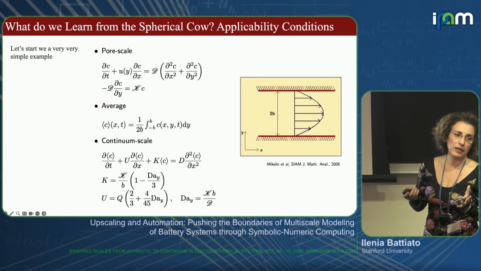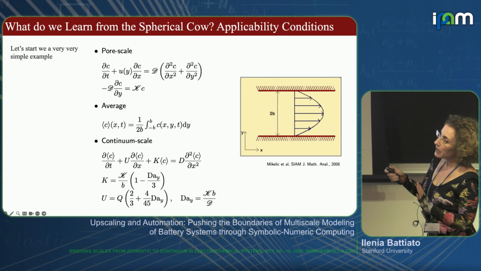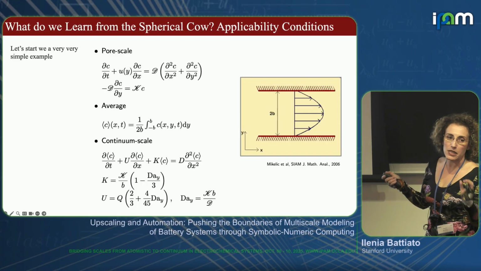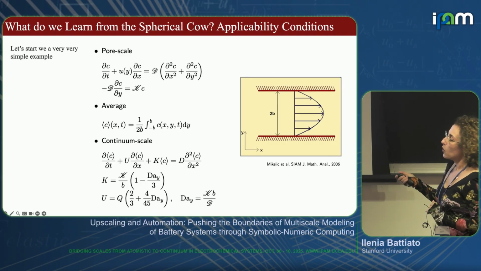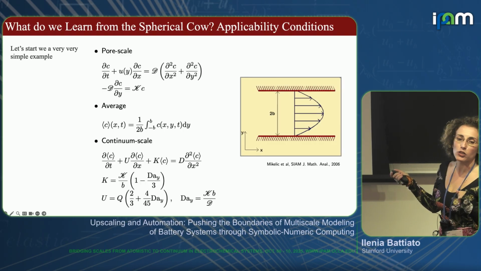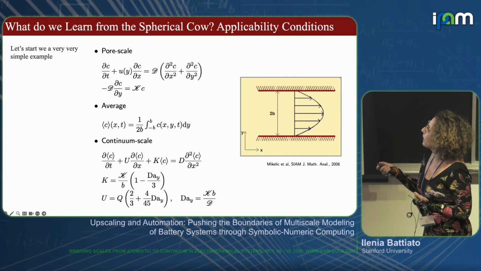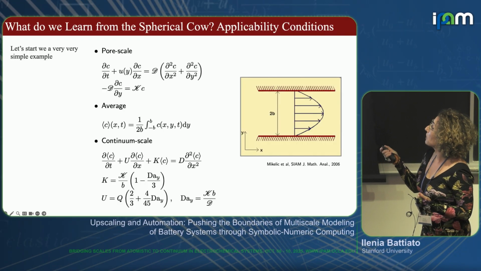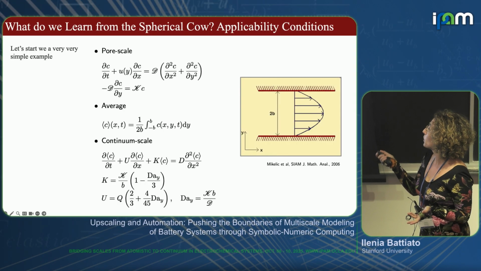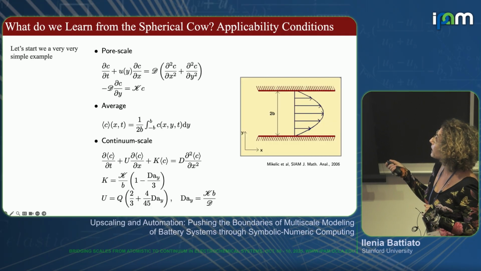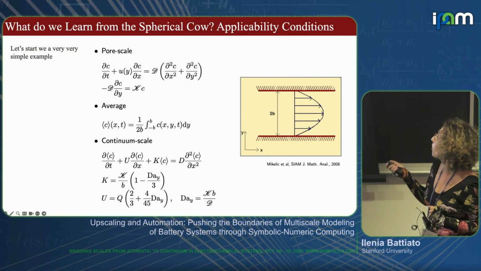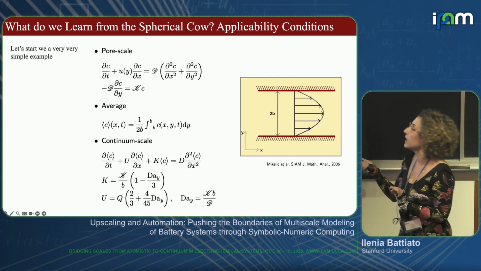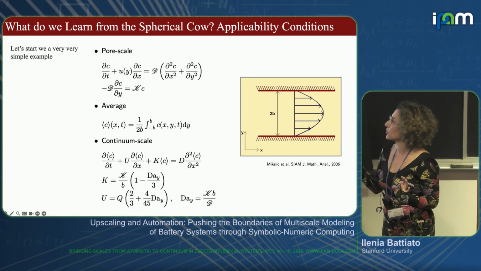So where do these applicability conditions come from? Let's consider a very, very simple scenario, the simplest possible. This is essentially a channel where we have a flow and a solute that is being carried with the flow. This is an infinitely long channel, so we know what the velocity field is: it's parabolic. And then this solute C is advected and diffuses, but it can also react with the top and bottom walls according to this very simple linear reaction, okay?